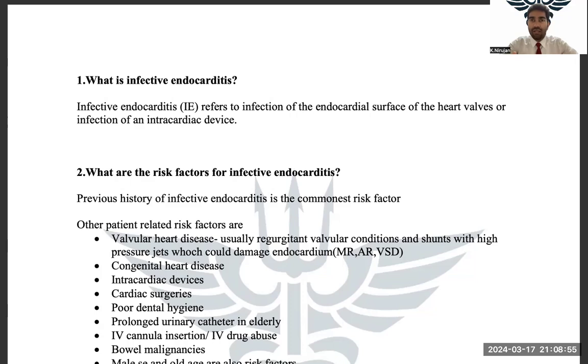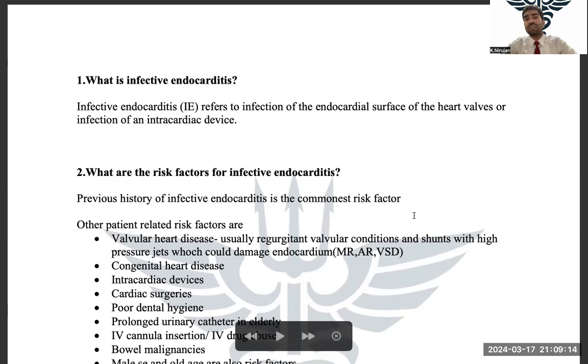Having said that, it's again a famous question: what about ASD? Compared to VSD, ASD doesn't produce a high pressure jet. So the chance of acquiring infective endocarditis on top of an ASD is very low. I won't say it's zero, but it's very low. This is also tested commonly in the exams.